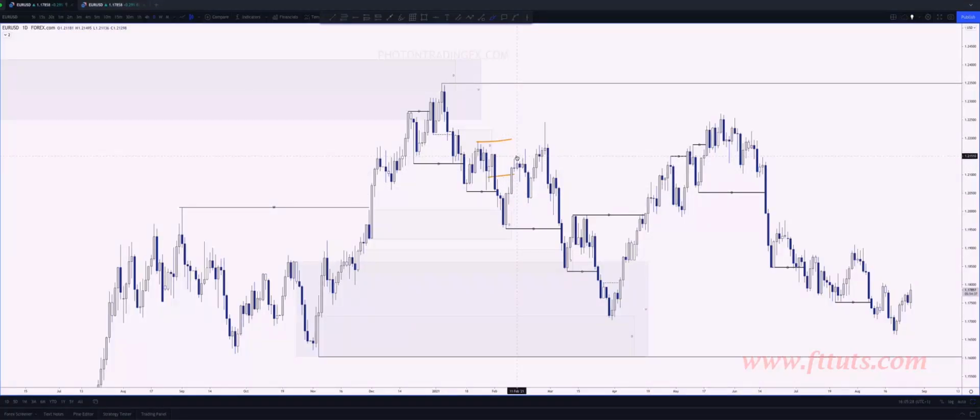Price pulls back up into it. We expect that lower high to form. It tries to go down lower, but then it fails, right? So it pushes up a little bit higher. It fails to close above that daily high, so we do switch bearish.